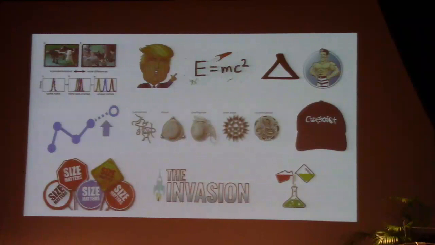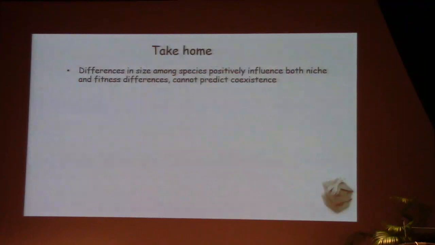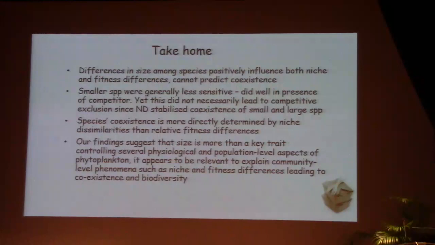So here's the conclusion from my work. I hope I can remember what I've drawn here. What it says basically is that niche differences trump relative fitness differences in predicting coexistence of phytoplankton in size-based invasion experiments. And I don't know if I have one minute to read out my take-home messages. I do, they're very kind here.